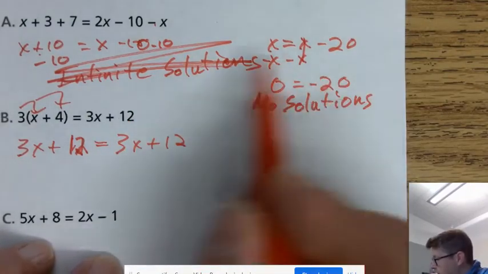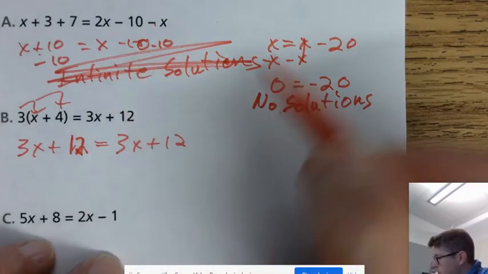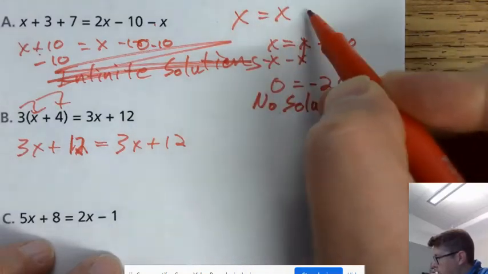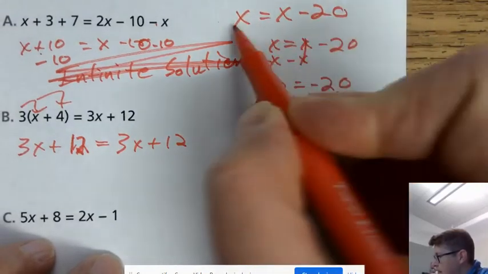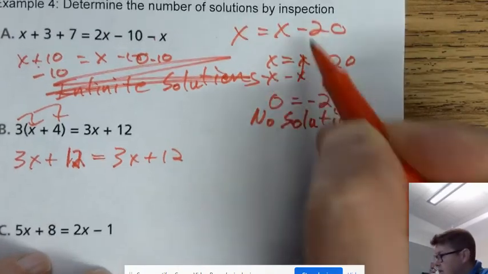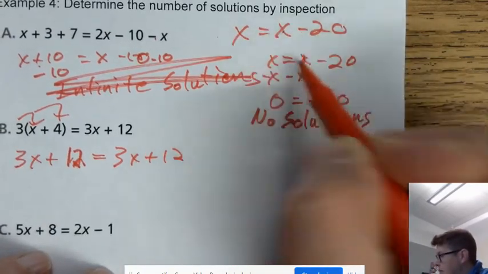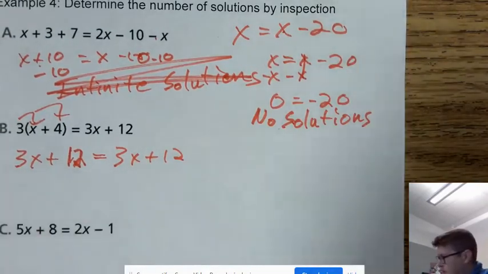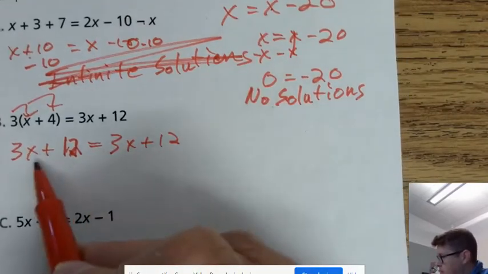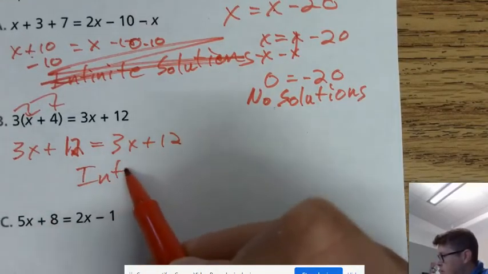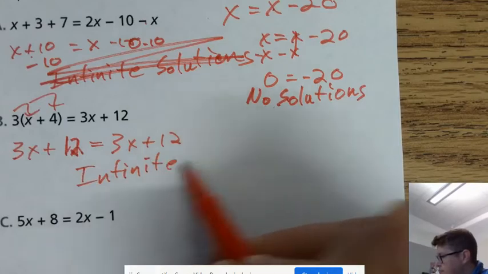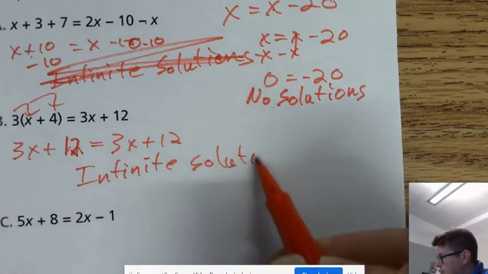You can see where that happens when you get to x equals x minus 20. When you see it like this, you can probably jump to no solutions immediately because you know those x's are going to cancel out and it's going to be 0. So that's your no solutions right there. This one, we've got the same thing on both sides. This is when you have infinite solutions. Okay. My bad. Sorry about that one for A.